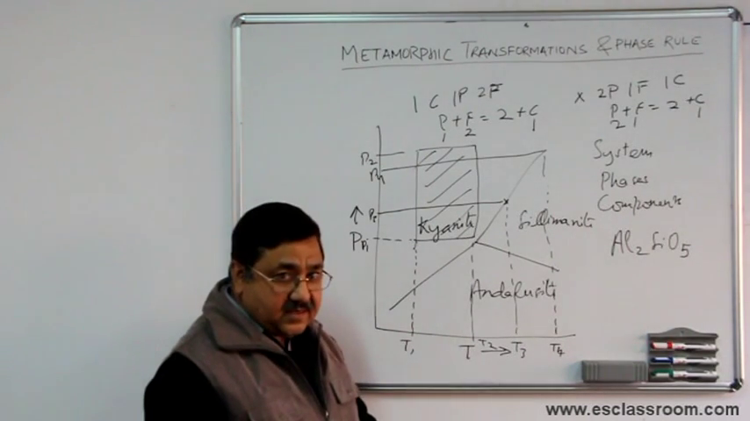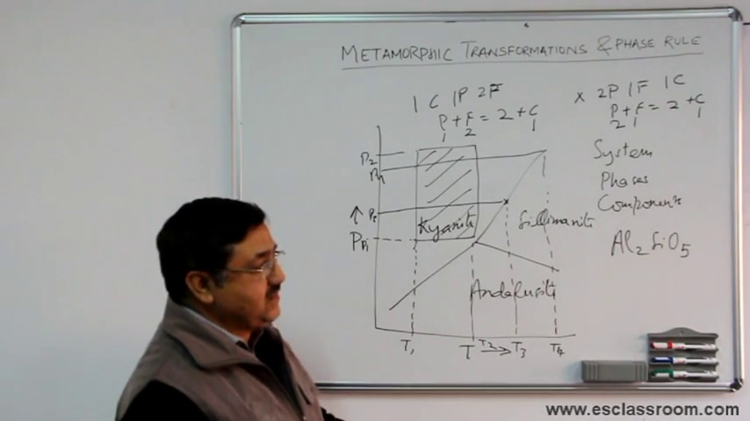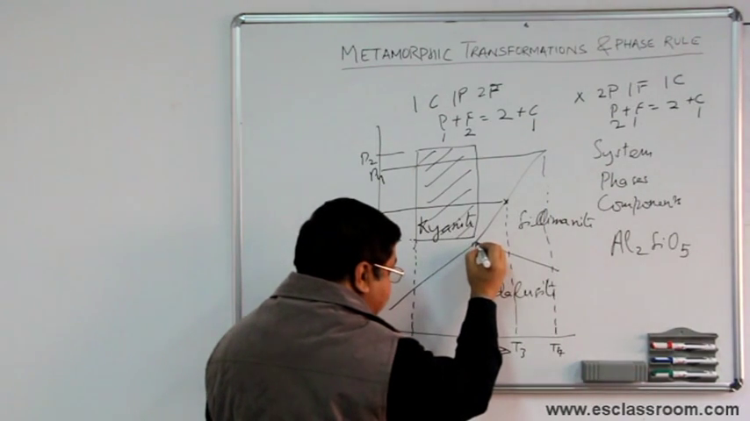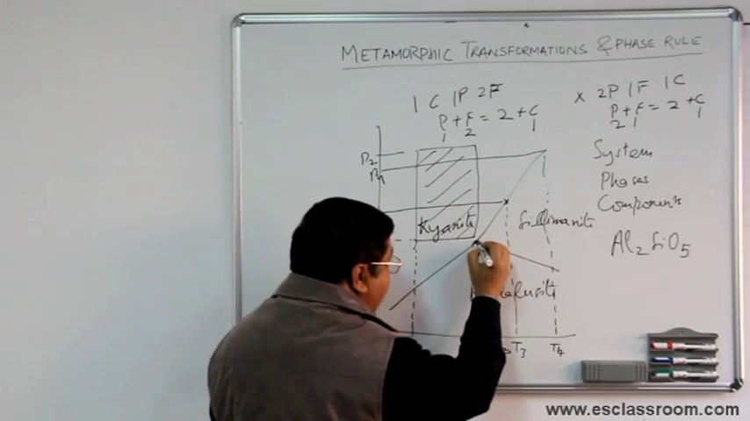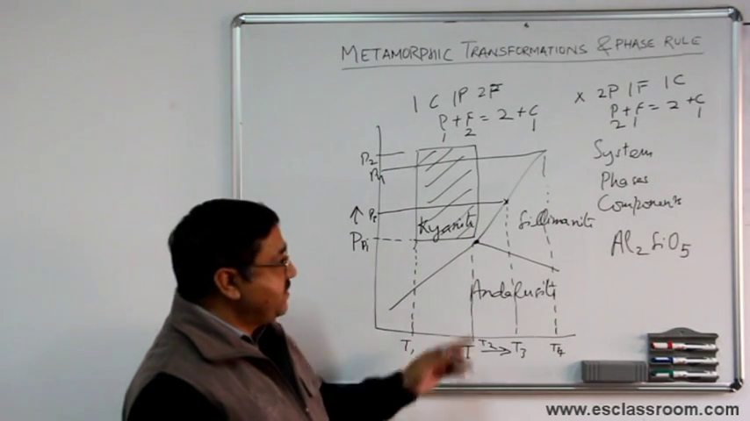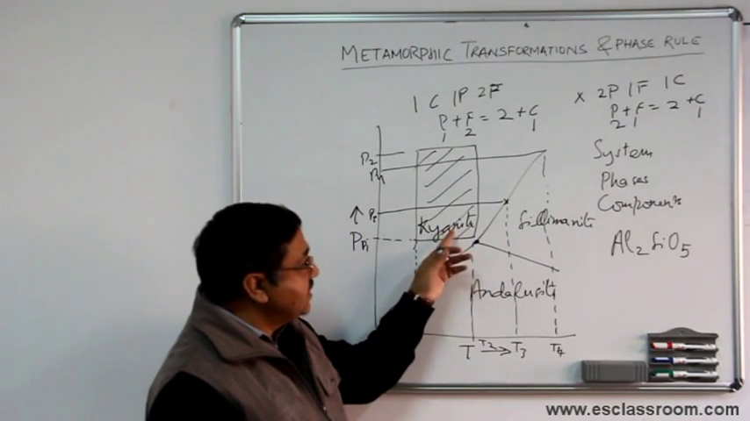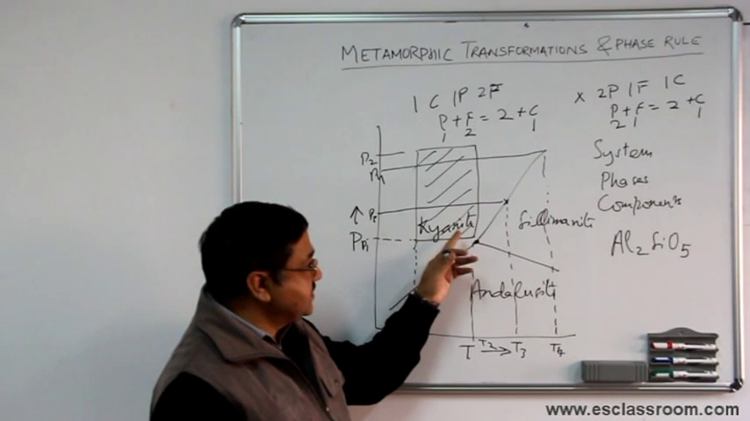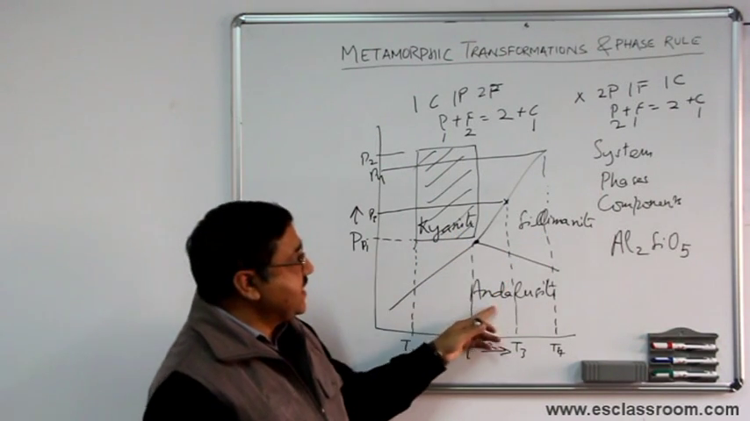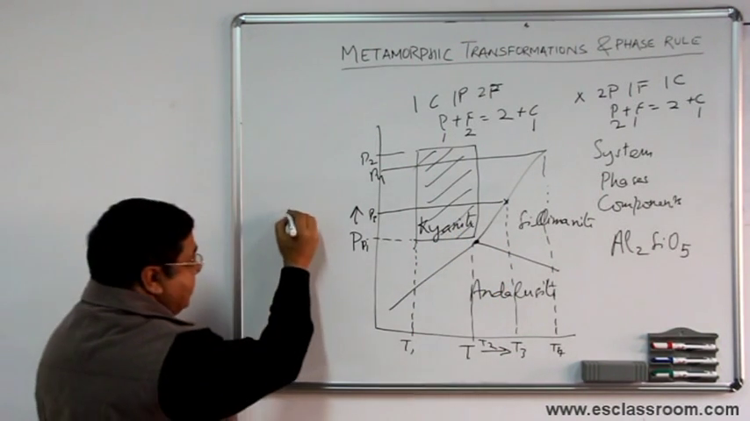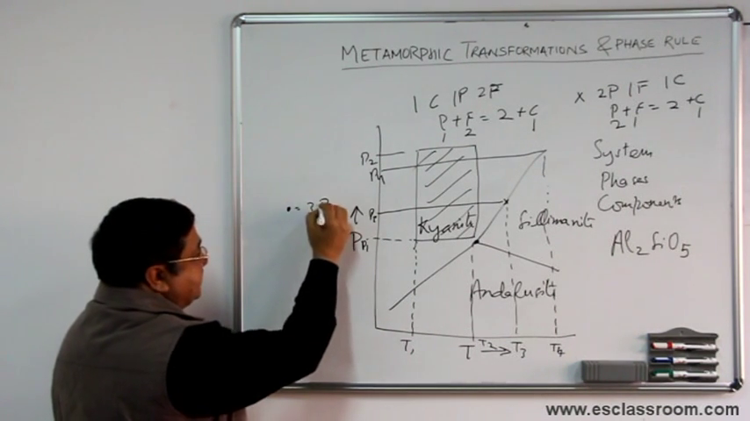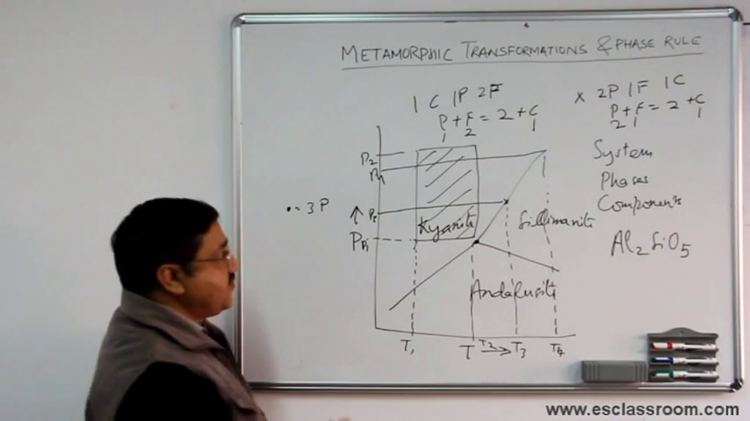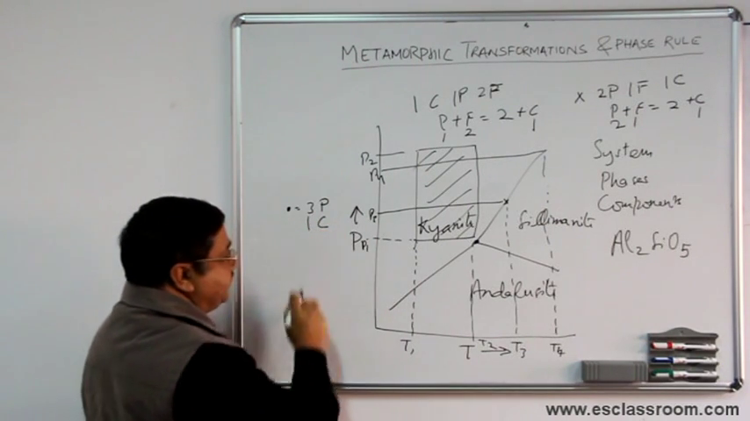Let's look at the third situation, which is here. Now this point marked by a small circle represents coexistence of all three phases together, that is kyanite, sillimanite and andalusite. So for this we have the number of phases as 3. Of course, it is a one component system.